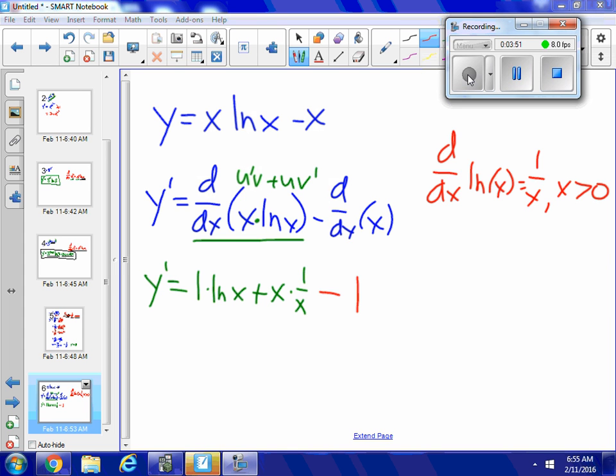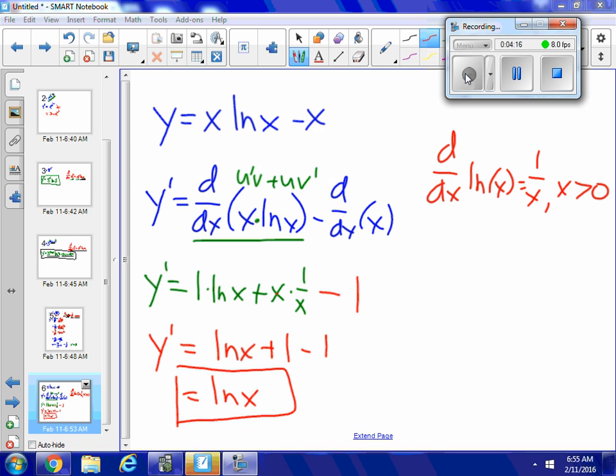So what I have here is y prime is equal to ln x, plus x times 1 over x. That becomes 1 minus 1. So it looks like my y prime is simply equal to the natural logarithm of x. And again, I need to keep my domain here. x has to be greater than 0.